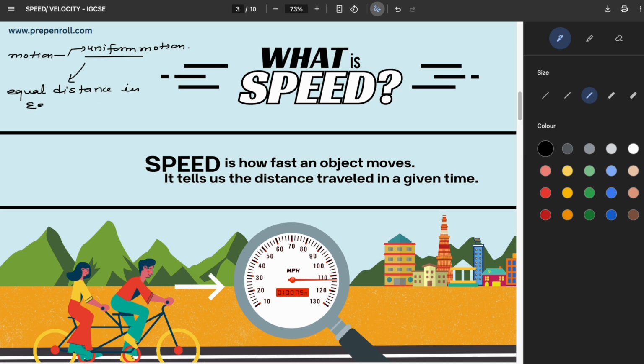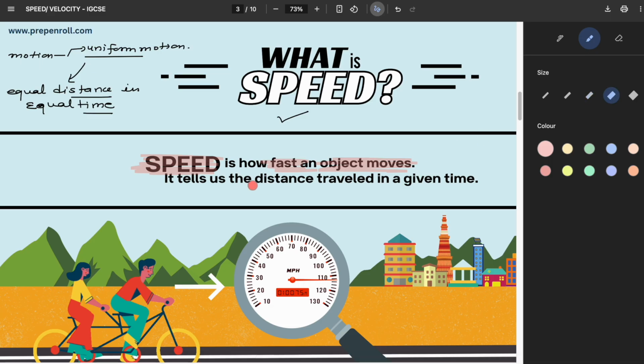Okay, when you are covering equal distance in equal time, that is being taken as your motion. So what is the distance per unit time called? That is called speed. Specifically, speed is going to give you how fast an object moves. It is going to give us the distance traveled in the given time. Okay, that is being taken as your speed.